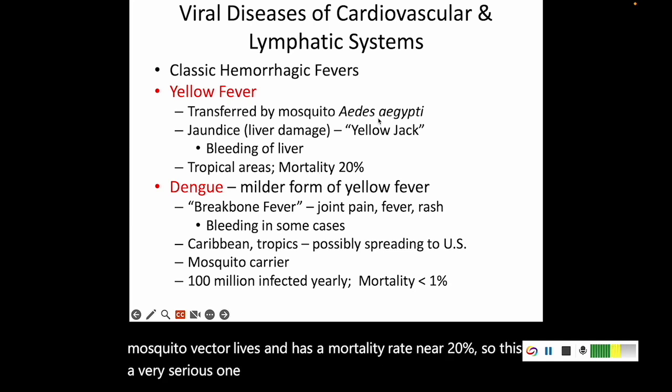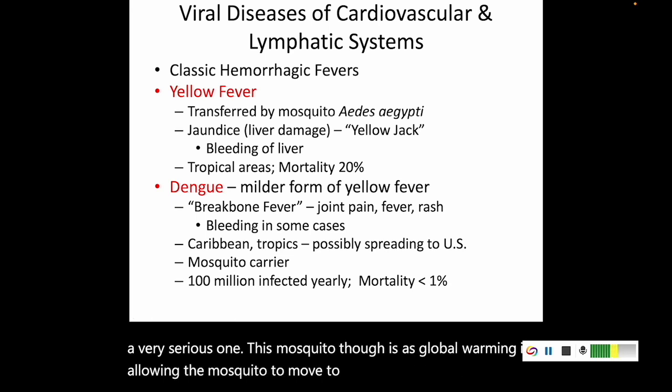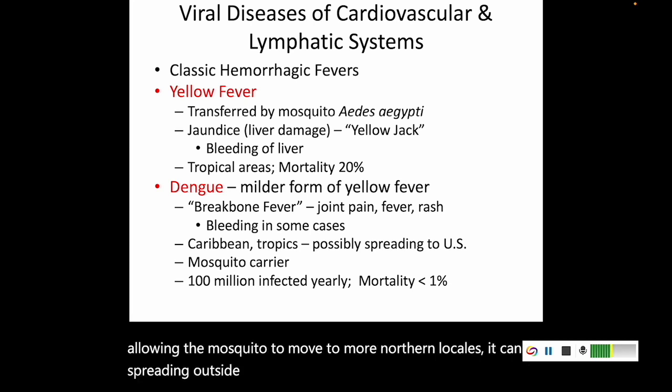This mosquito, though, as global warming is allowing the mosquito to move to more northern locales, it can be spreading outside of those tropical areas.